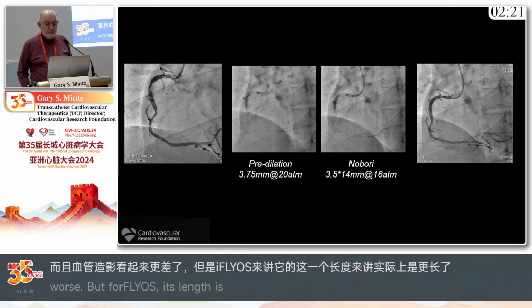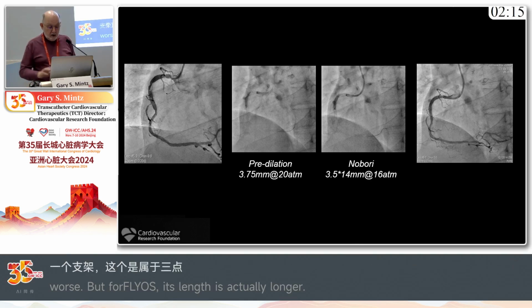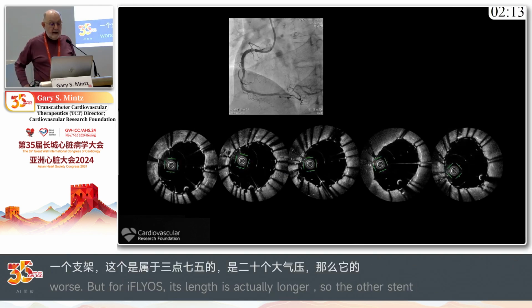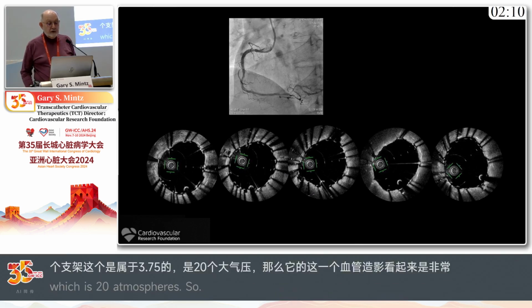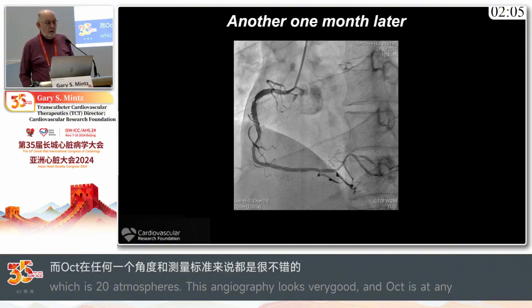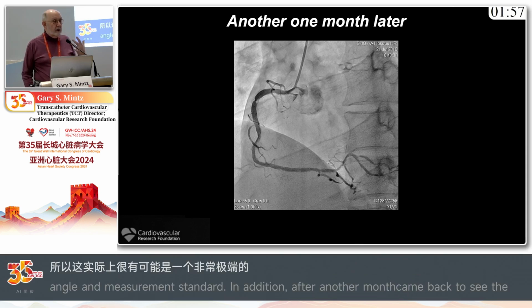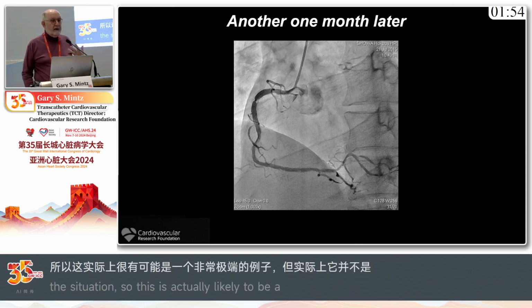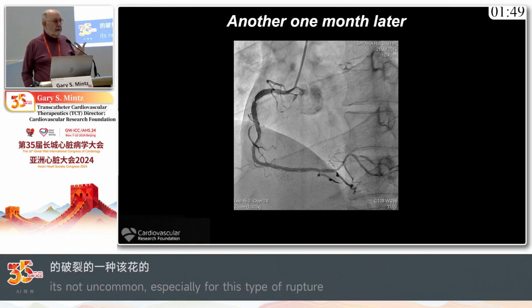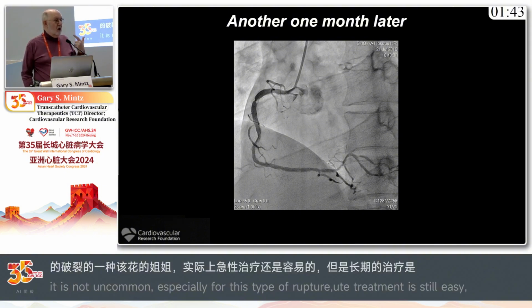So another stent, this time a 3.5 Nobori at 16 atmospheres. Again, the angiogram looks pretty good. And the OCT, by all measures, looks great. Another 1 month later, it's back. So that is maybe an extreme example, but not an uncommon example of the problem of eruptive calcified nodules. The acute treatment is easy. The long-term treatment is not easy because we don't have a solution, and they keep coming back almost no matter what you do.